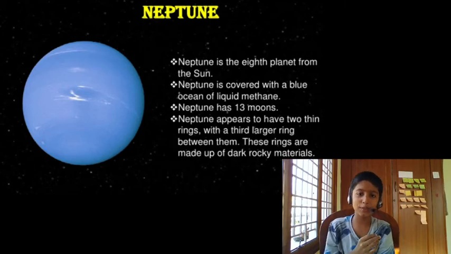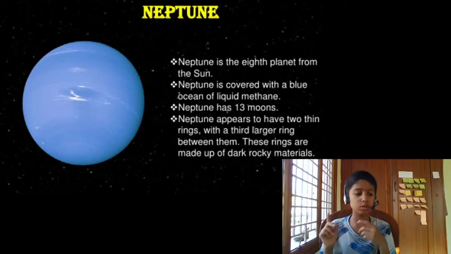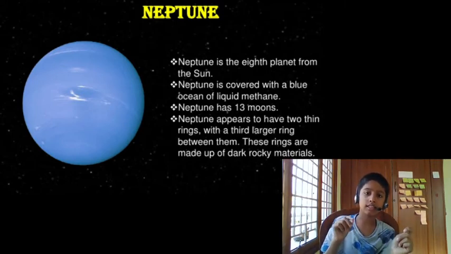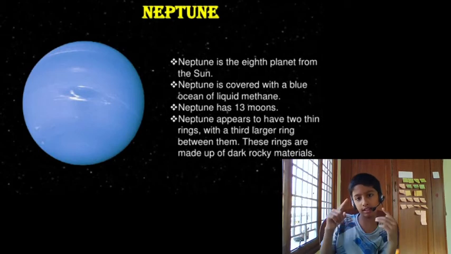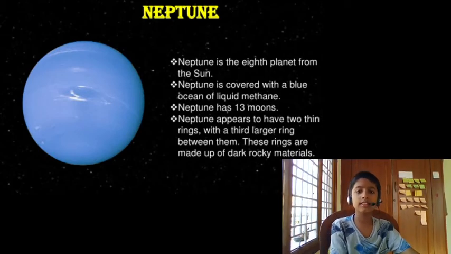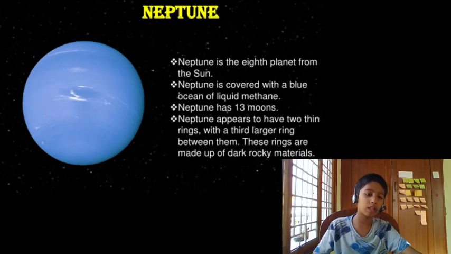It has 13 moons. Neptune appears to have two thin rings, with a larger ring between them. And these rings are made up of dark rocky materials.